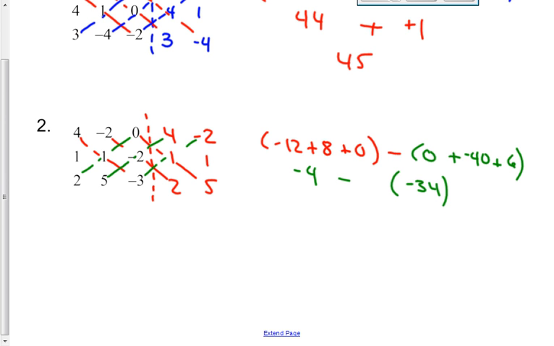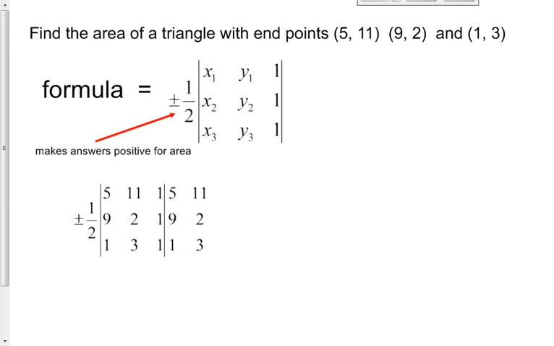Here again is a minus, minus, plus, plus. Determinant is 30. Now, how can we use this determinant to find the area? What they're going to do is give you the endpoints of a triangle someplace. So, for instance, 5, 11, 9, 2, 1, 3.